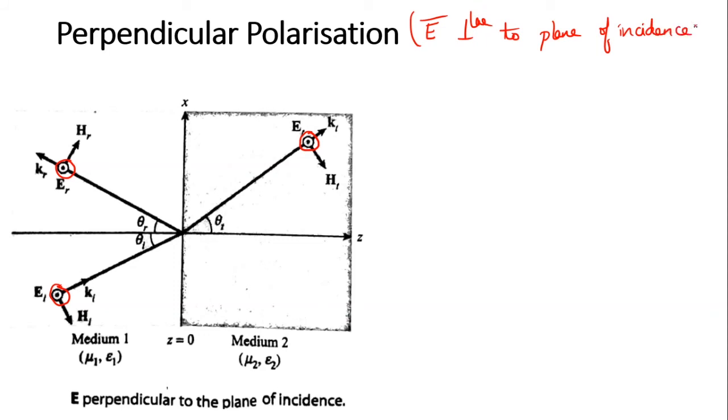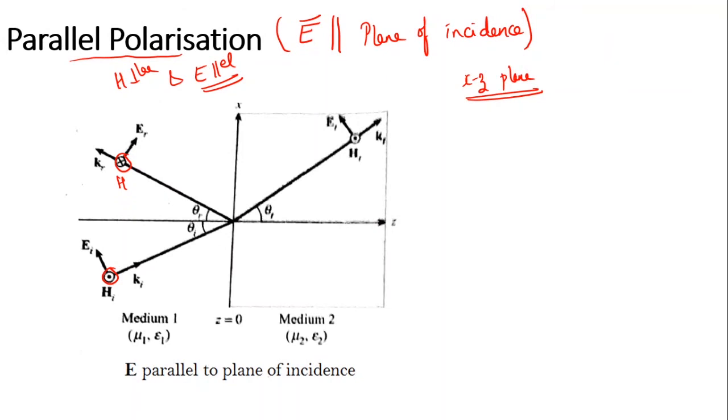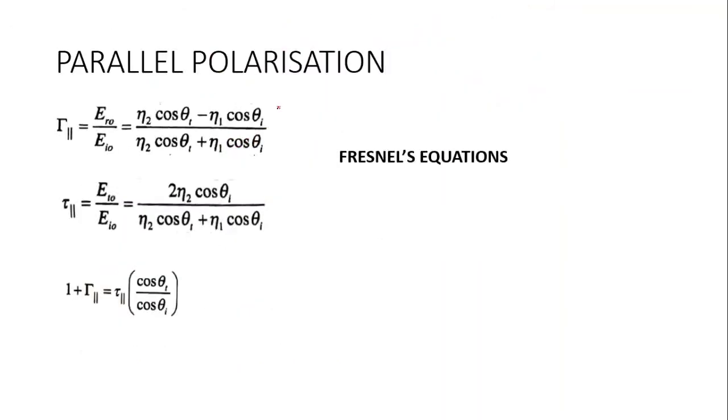E is perpendicular to the plane of incidence in perpendicular polarization. E is parallel to the plane in the case of parallel polarization. Okay, and now you have two equations to learn. That is, this is the reflection coefficient.